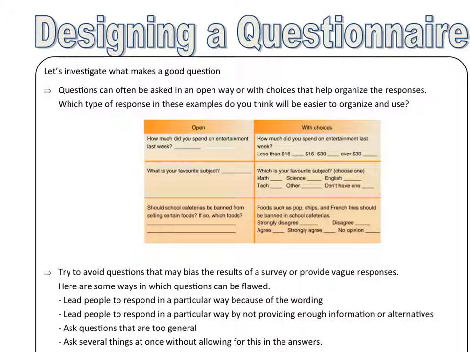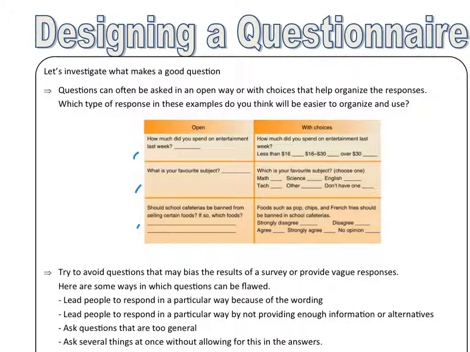Here's a couple open questions. How much did you spend on entertainment last week? What is your favorite subject? Should school cafeterias be banned from selling certain foods? If so, which foods? Because they're open, it leads to people answering all kinds of different answers, which means you may get like 50 different answers. For the sake of coming up with data, having that many options is sometimes very difficult. So just keep that in mind.